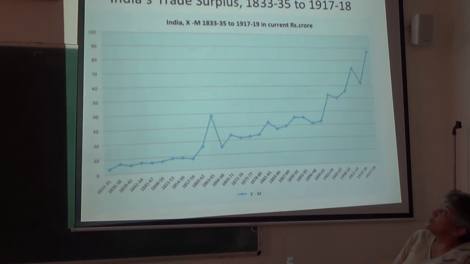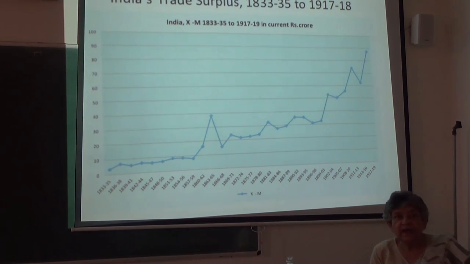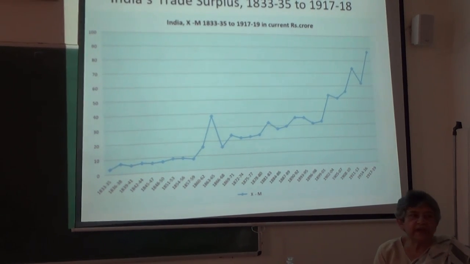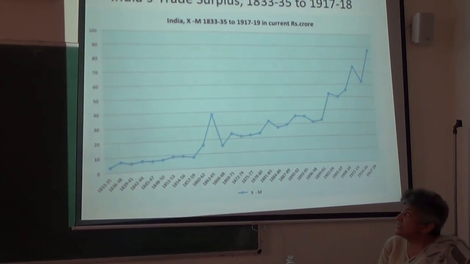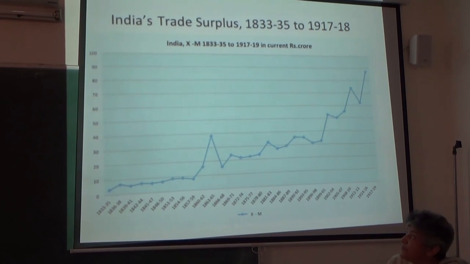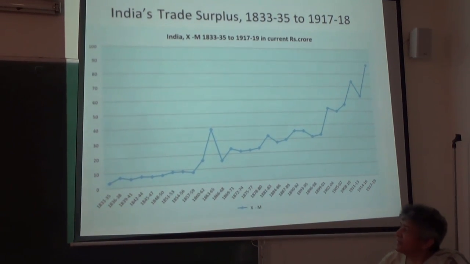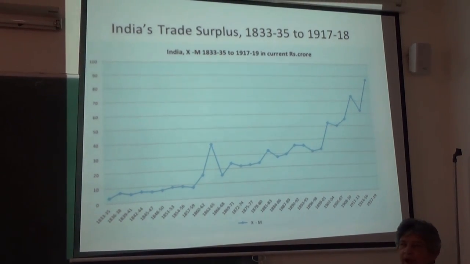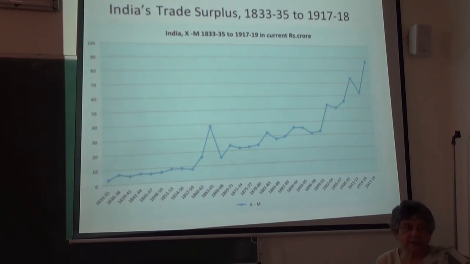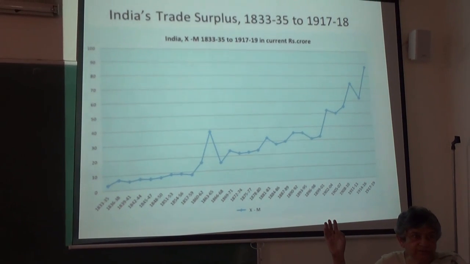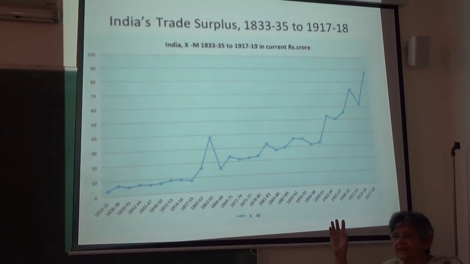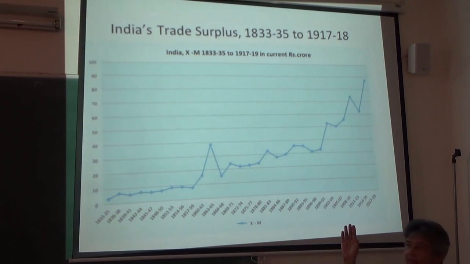Okay, so this gives you India's trade surplus from 1833-5 to 1917-18. And the data is from Kirti Chaudhuri's paper in the Cambridge Economic History of India. This is the long-term series, as you can see. Now, this big blip in the 1860s, it's very clear to you why there's a sudden rise in the export surplus from India in this period. This is the American Civil War and the cotton export boom that India experienced.